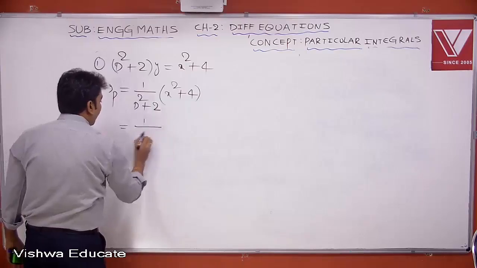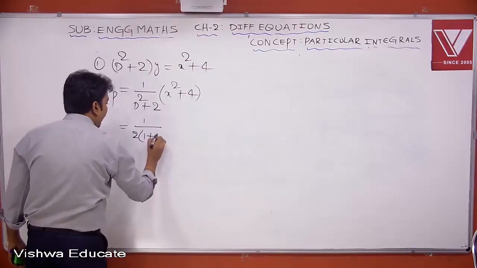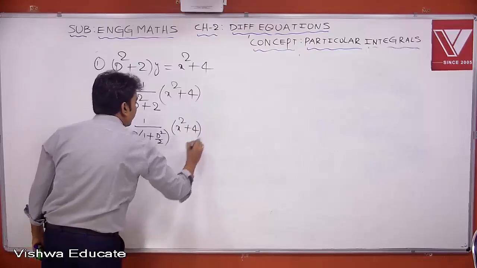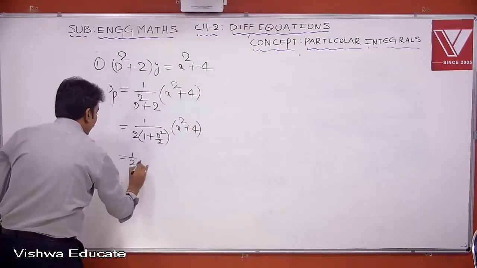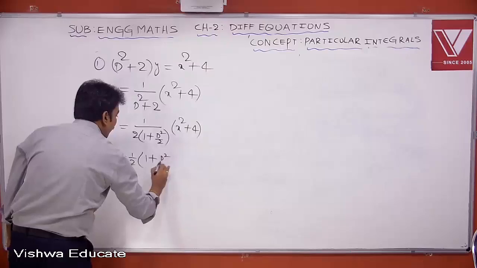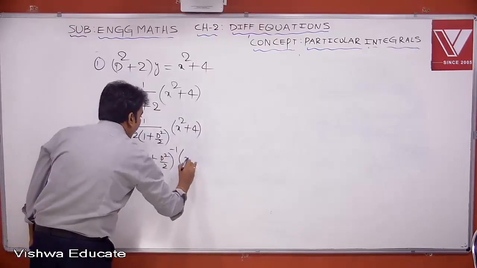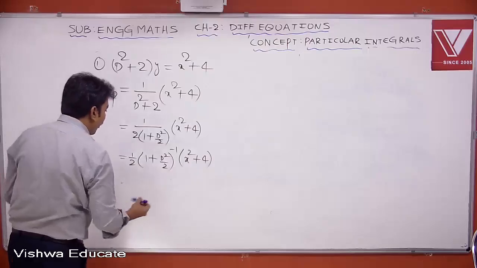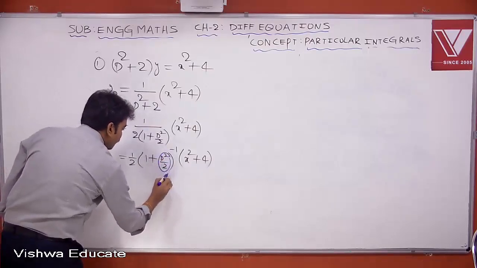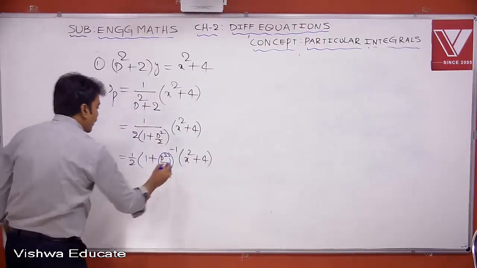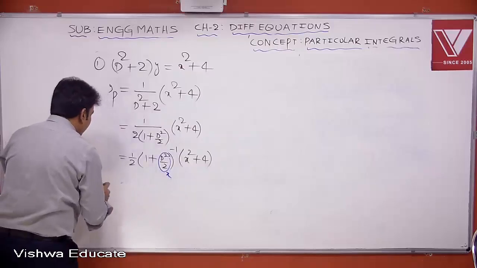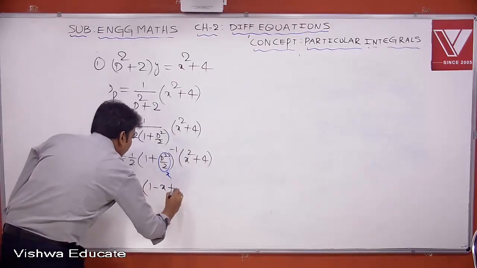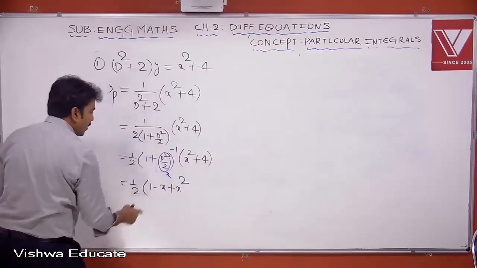So we can take 2 common: 1 by 2 into (1 plus D square by 2) of x square plus 4. So therefore this is 1 by 2 into (1 plus D square by 2) whole inverse of x square plus 4. Now it is actually in the form (1 plus x) whole inverse. So what is the series expansion of (1 plus x) whole inverse? The series expansion is 1 minus x plus x square, like this and so on.